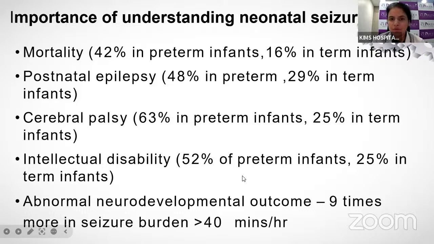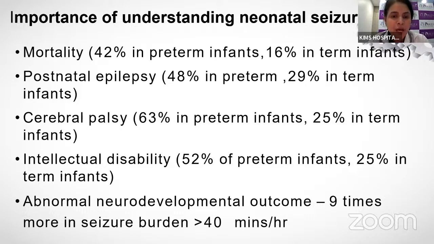So the importance of neonatal seizures can be understood from the fact that the occurrence of seizures in the neonatal age group is associated with significant mortality. Up to 16% of term newborns with seizures and up to 42% of preterm neonates with seizures may succumb, either because of the underlying etiology that led to the neonatal seizures themselves or because of associated comorbidities.